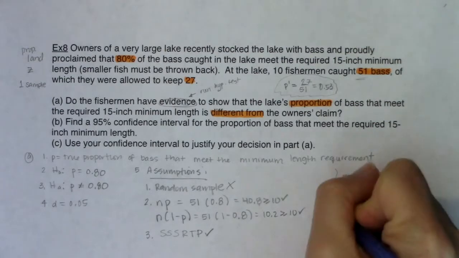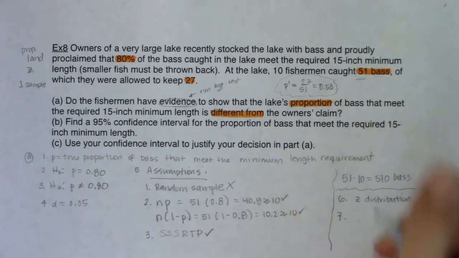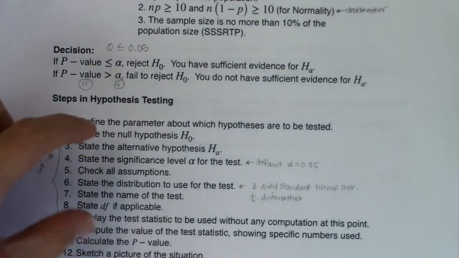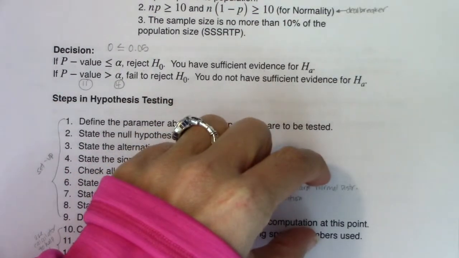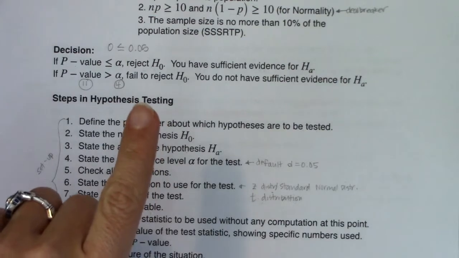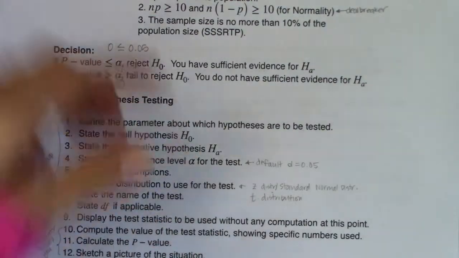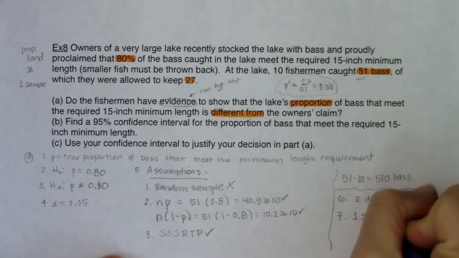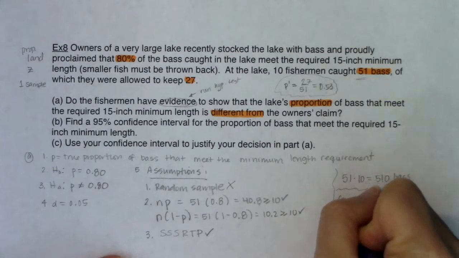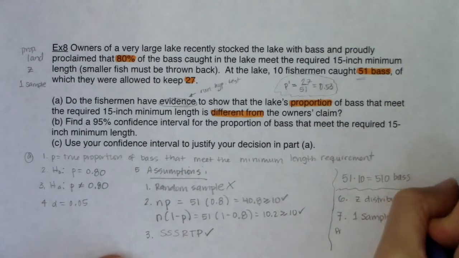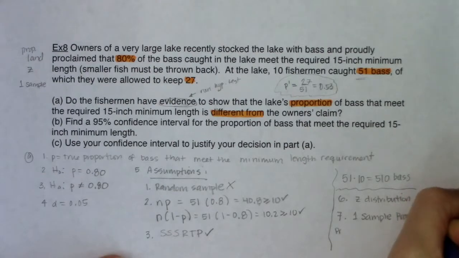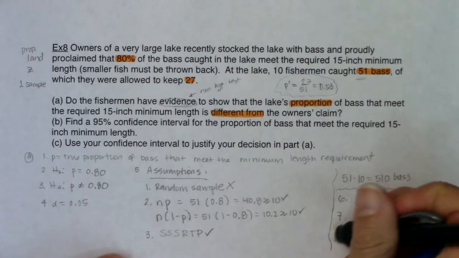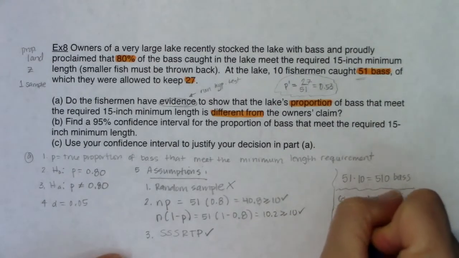I'm fine either way. All right, step seven is a little bit longer in terms of writing it out. So that one is state the name of your test. So again, how many samples? What land are you in? What letter are you using? We have one sample. We are in proportion land, and we are using the Z test statistic. So I am doing a one sample proportion Z hypothesis test.